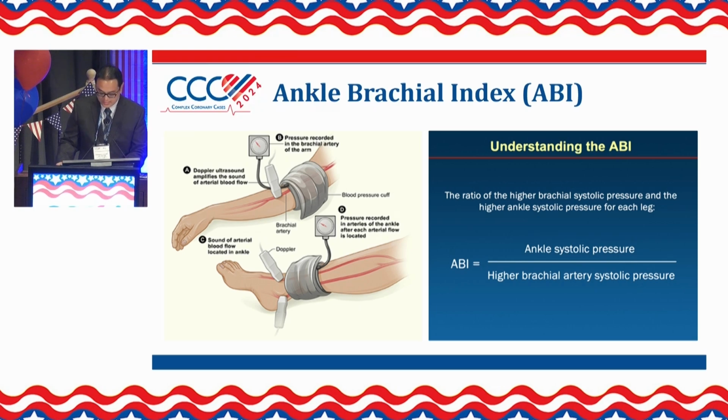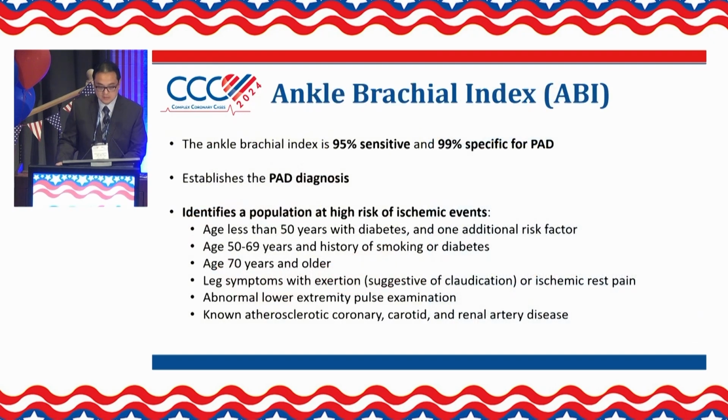0.9 to 0.99 is considered borderline for PAD, and 0.41 to 0.90 is considered mild to moderate disease. Less than or equal to 0.40 is considered severe disease. So you can see the ankle brachial index is about 95% sensitive and 99% specific for PAD. It establishes the PAD diagnosis and identifies the population at high risk, which was listed here, which we discussed earlier.